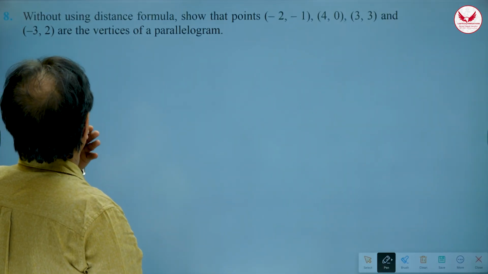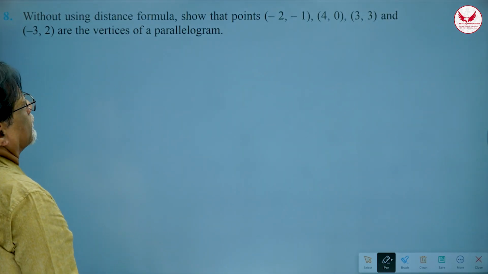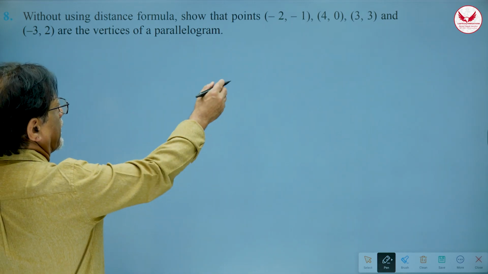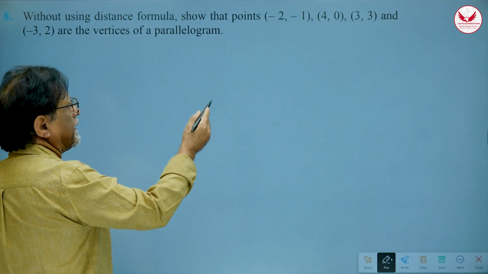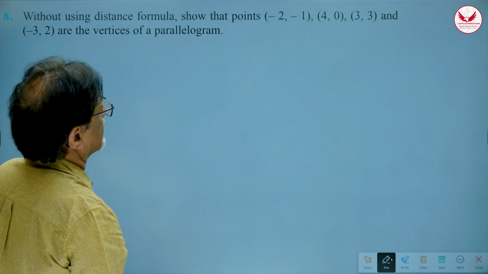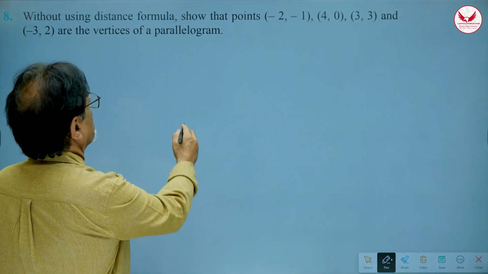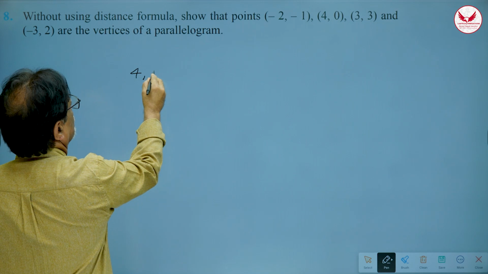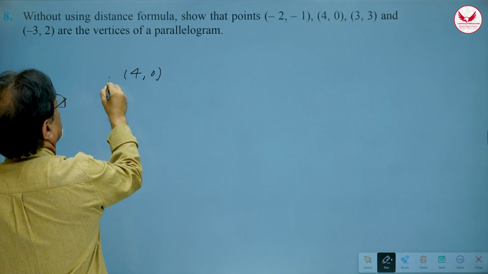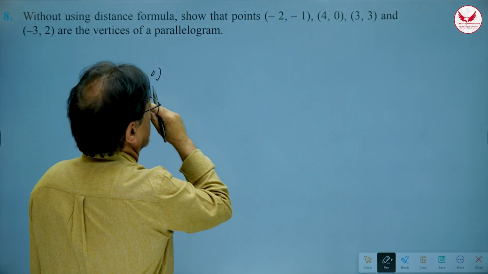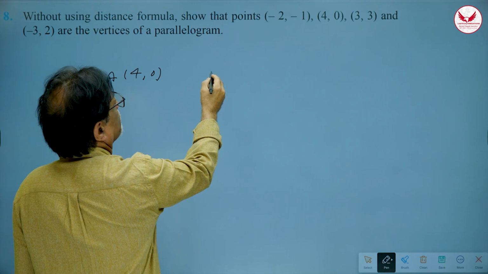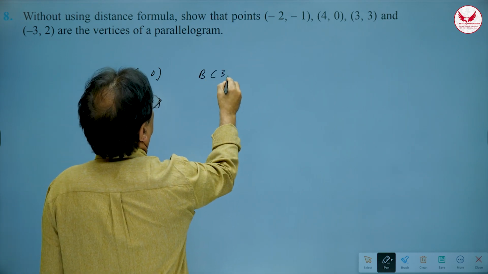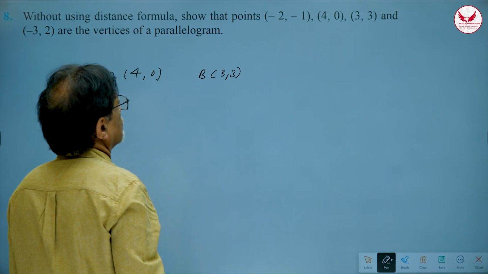So the problem is, without using the distance formula, show that the points are vertices of a parallelogram. So I will just write these vertices in an anticlockwise direction. So I am going to take the first point as (4, 0) because it lies on the x-axis. So (4, 0) is our first point. It lies on the x-axis because the y-coordinate is 0. Then I will go to the point which is in the first quadrant. I call it B, and that is equal to (3, 3).